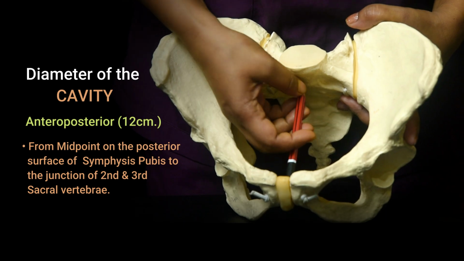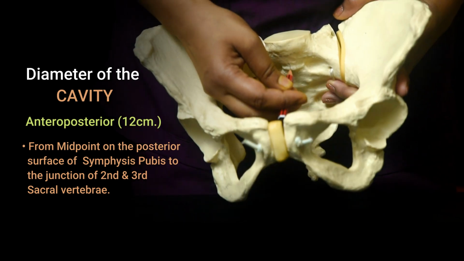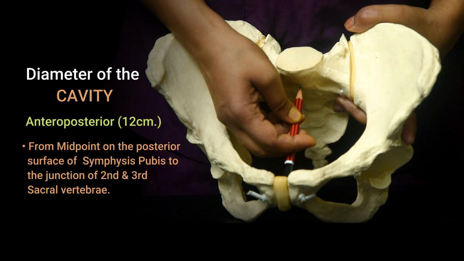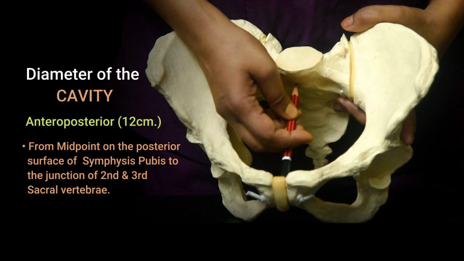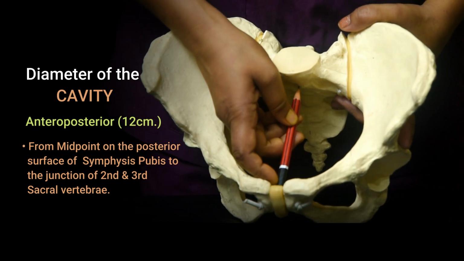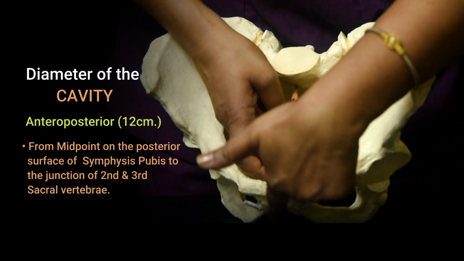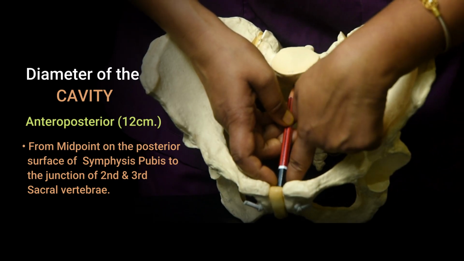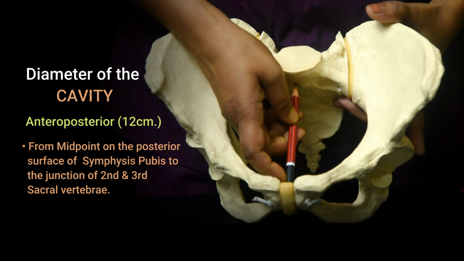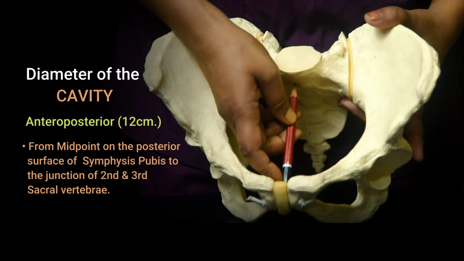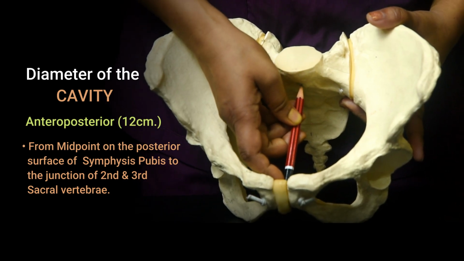Okay, so this is the sacrum. The second and third sacral vertebra to the midpoint of the posterior surface of symphysis pubis. So this is the anterior surface of symphysis pubis. This is the posterior surface of symphysis pubis. This is known as the anterior posterior diameter of the pelvic brim, which is 12 centimeter.